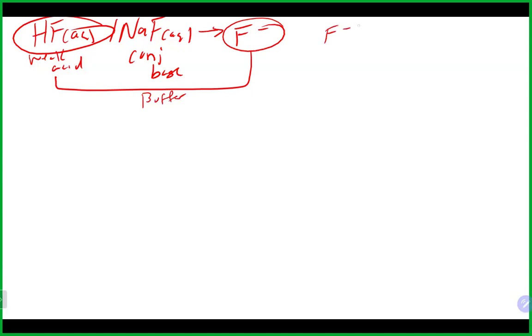Basically, my F- is the base part of my buffer, and the HF is my acid part of the buffer.